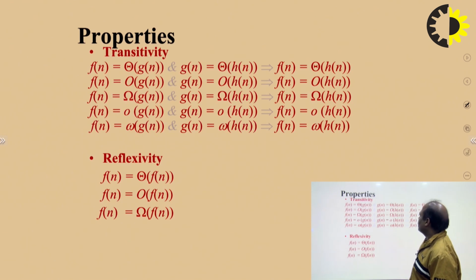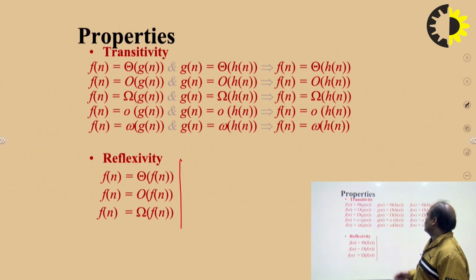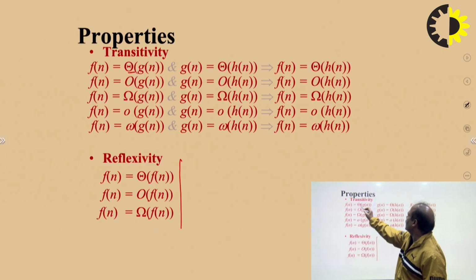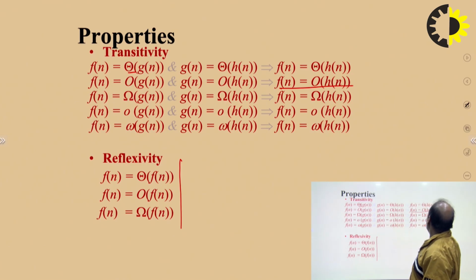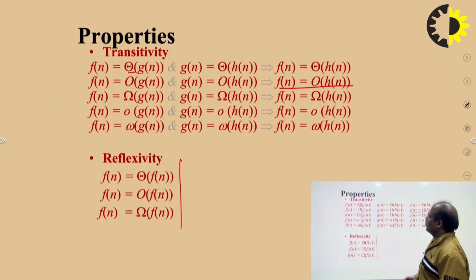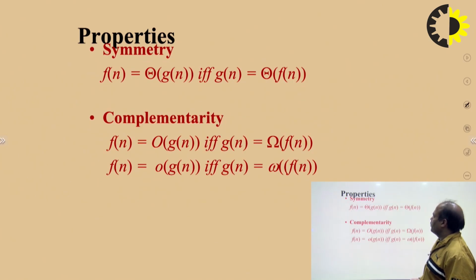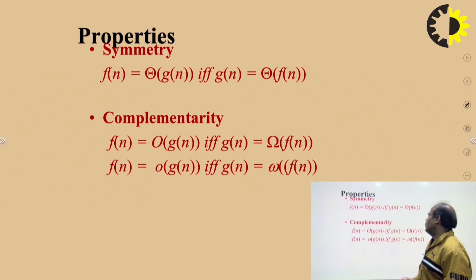It is very simple, and big O, omega and theta follow certain properties. They are reflexive and transitive: theta is transitive, and big O and omega are also transitive. They follow the reflexive and transitive properties, but they don't follow the symmetry property, especially big O and omega. Only theta follows the symmetric property.